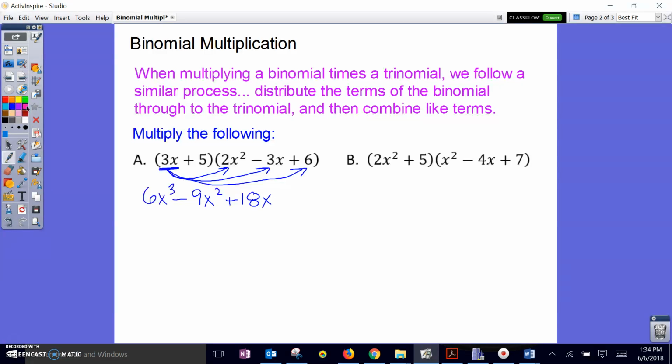And then I'm going to go ahead and distribute the plus 5 through all three terms in the second polynomial as well. I've got plus 5 times 2x squared gives me plus 10x squared. And I've got plus 5 times minus 3x gives me minus 15x. And plus 5 times plus 6 gives me plus 30.